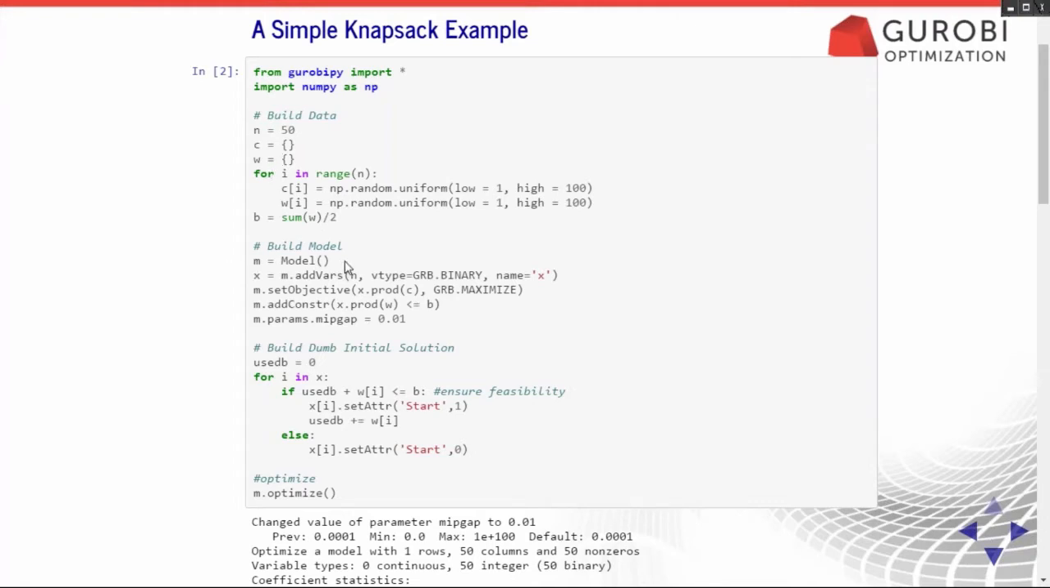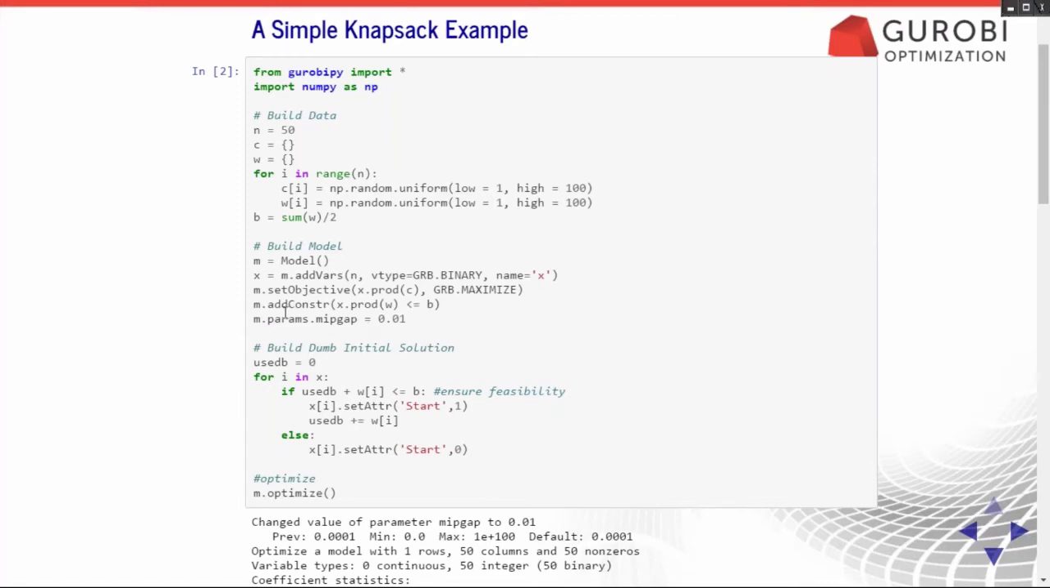So I build my model. I create an empty model first, then I add a set of variables. How many? As many as we defined before. All of them are going to be binary, and all of them have a name X something. We're going to set the C vector as the objective function, and we're going to maximize. The constraint is going to be X times W, and that product should be less than or equal to B. Here we are also setting that we only care for a gap of 1%. Whenever we reach that value or less, we're done.